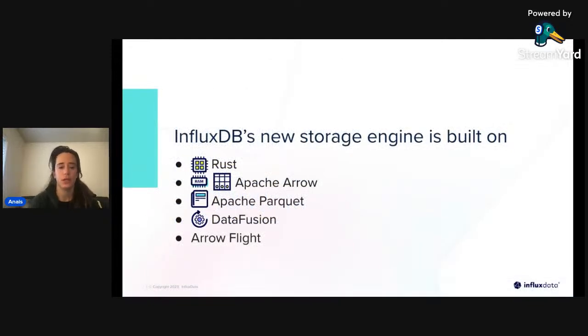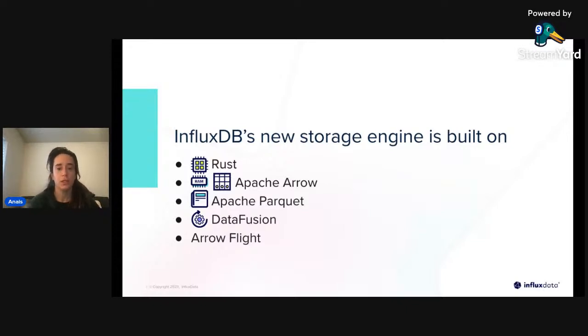But before we begin, I just wanted to give a little context for how it's even possible that we can query InfluxDB with SQL. And that all has to do with InfluxDB's new storage engine, which is built on Rust, Apache Arrow, Apache Parquet, DataFusion, and Arrow Flight. So for those of you who don't know, Rust is a programming language, and it offers fine-grained memory control. And Apache Arrow is a framework for defining in-memory columnar data. Parquet is a column-oriented durable file format, and DataFusion is an extensible query execution framework that's also written in Rust, and it uses Apache Arrow as its in-memory format.